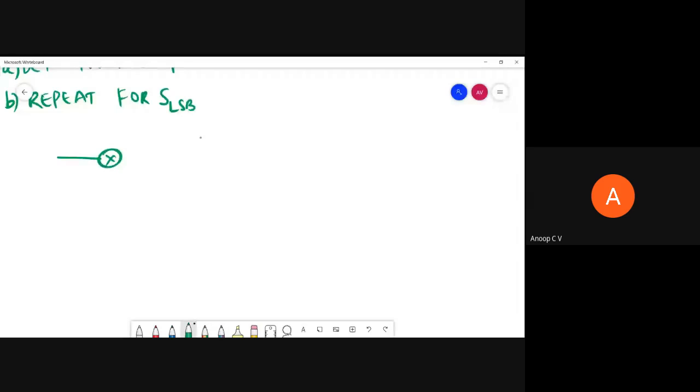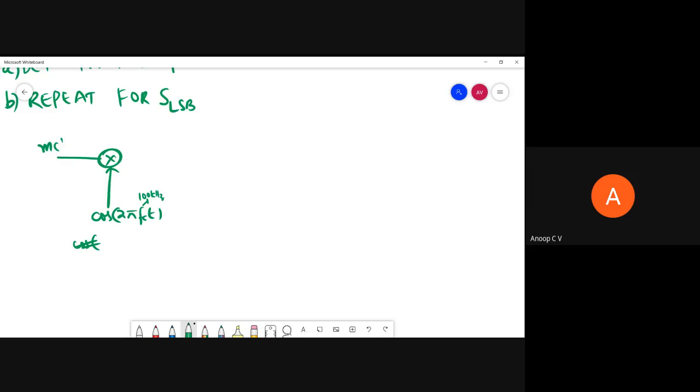For that I should give a carrier. The carrier is cos 2 pi fc t. Here fc is given to be 100 kilohertz. Maybe I'll write it later, so it is understood fc is 100 kilohertz.